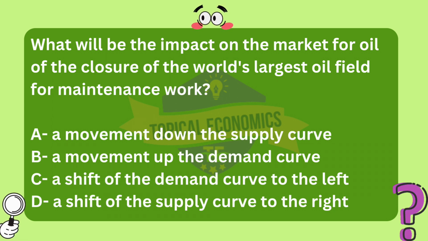The correct answer for this question is option B, a movement up the demand curve. When the world's largest oil field closes for maintenance, it will lead to a reduction in the supply of oil. However, if the oil supply decreases, prices are likely to rise due to the scarcity of oil, assuming that demand remains constant. Price increases as a result of the supply decrease.